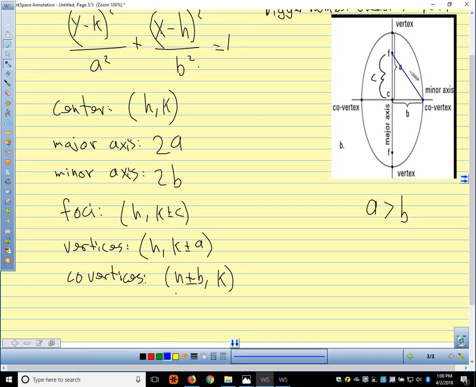That length is still a. So we get a squared equals b squared plus c squared, always for an ellipse.